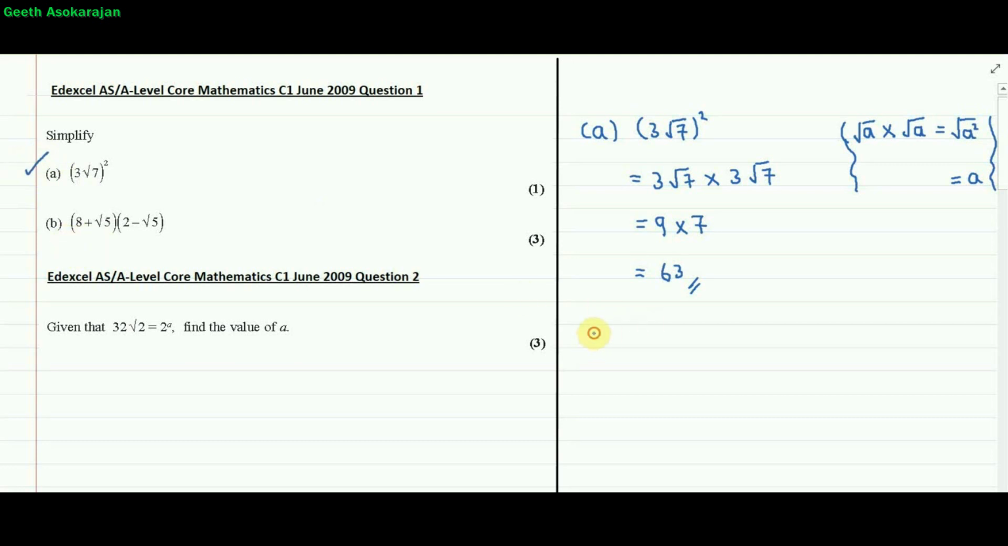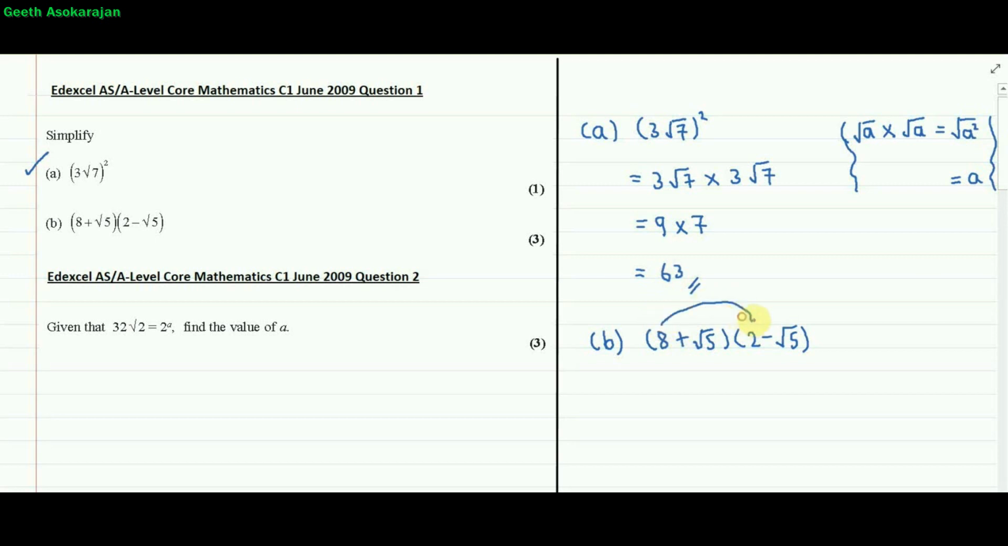Let's have a look at part B. So part B of question number 1. We need to multiply 8 plus root 5 by 2 minus root 5. So let me copy that down. 2 minus root 5. So let's multiply these brackets.